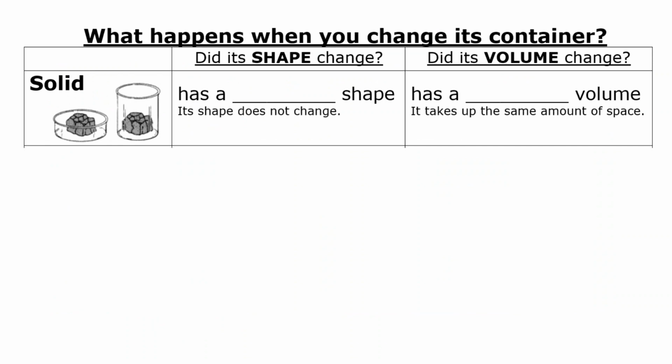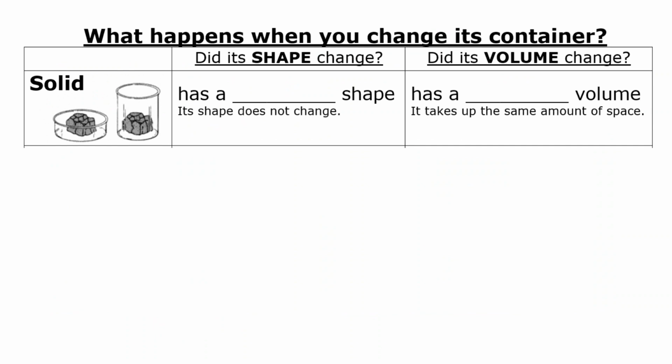Let's take a look at what happens when you move each phase of matter to a different container. What happens when you change its container? We're going to look for each phase specifically at whether or not its shape changes and whether or not its volume changes. Remember, volume is how much space it takes up.